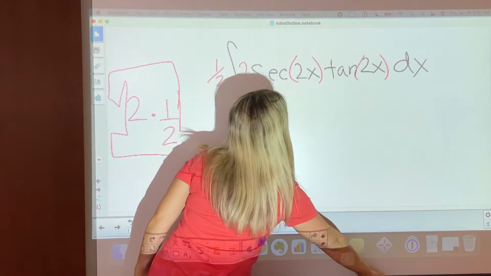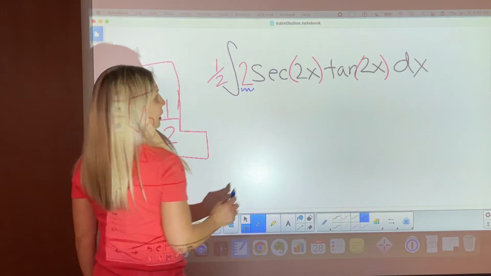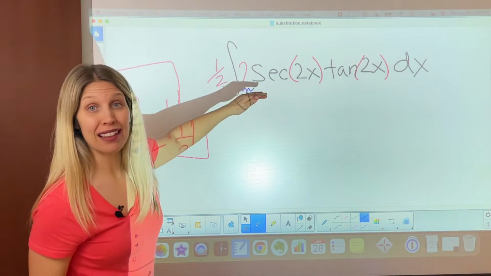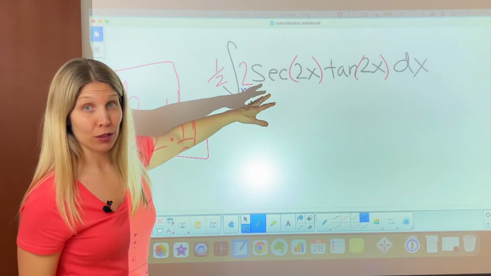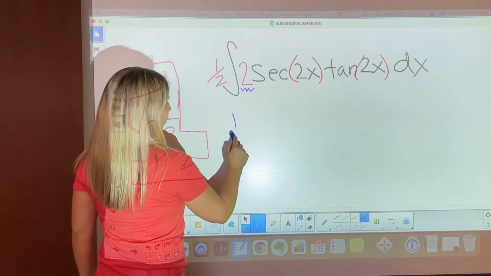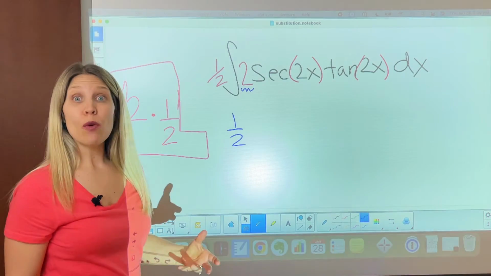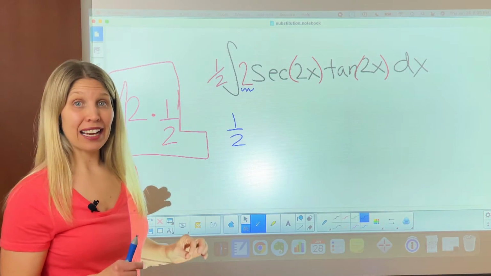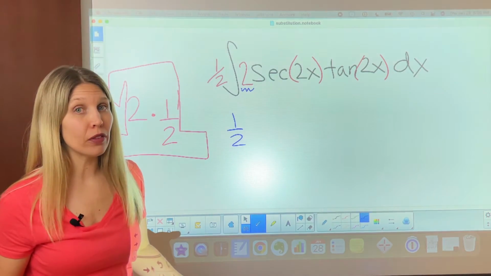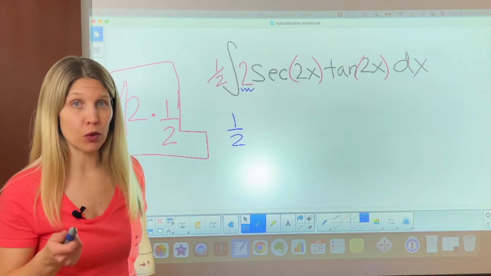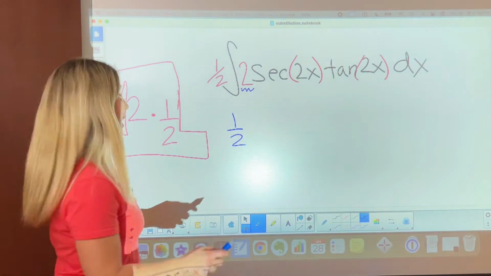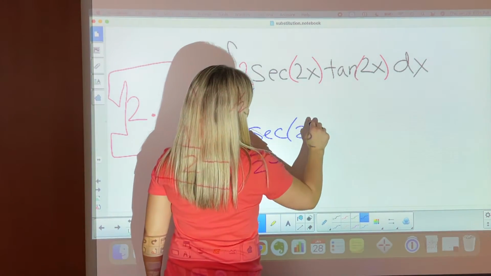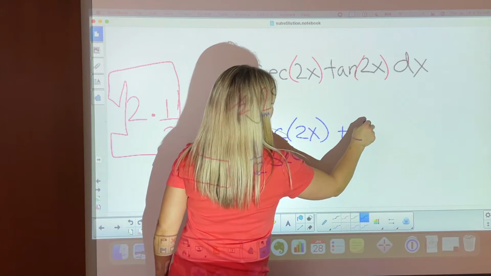But remember, the derivative of my inside piece will not show up in my answer, but it's got to be there for the chain rule. So my 1/2 comes down. So now we have to integrate our outside piece. Our outside piece was secant x tangent x. So what did we take the derivative of to get secant x tangent x? If you don't remember, get out your trig notes. But it's secant x. So secant, and leave your inside piece the same, plus c.